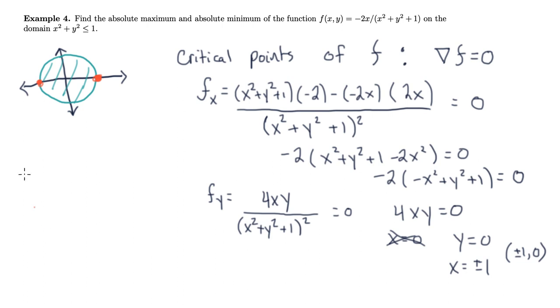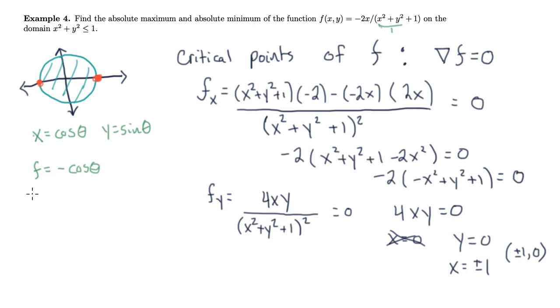So on the boundary, what do we do? Well, I have that x is cosine theta, y is sine theta, and x squared plus y squared is equal to 1. So what is my function on the boundary? Well, x is cosine theta, x squared plus y squared is 1, plus 1 is 2, that cancels with that 2, so I just have a minus cosine theta.